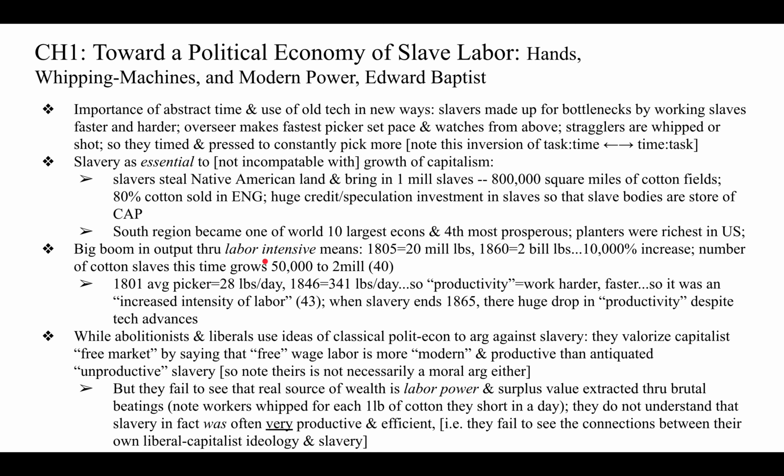There was a big boom in output through labor-intensive means, as you can see here. In 1805, 20 million pounds of cotton produced; in 1860, 2 billion pounds. This is a 10,000% increase. The number of cotton slaves at this time also grew exponentially from 50,000 to 2 million. The average cotton picker in 1801 would pick 28 pounds of cotton a day, whereas in 1846, the average picker would pick 341 pounds a day. So this is raising productivity, which means working harder and faster.